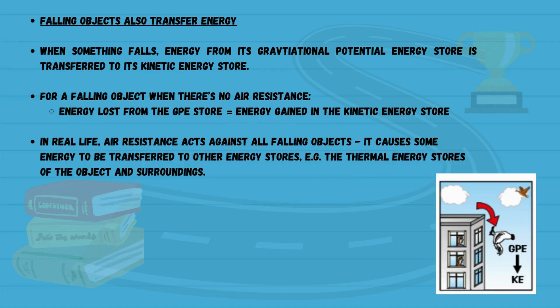Falling objects also transfer energy. When something falls, energy from its gravitational potential energy store is transferred to its kinetic energy store. For a falling object, when there's no air resistance, energy lost from the GPE store equals energy gained in the kinetic energy store. In real life, air resistance acts against all falling objects. It causes some energy to be transferred to other energy stores, for example, the thermal energy stores of the object and surroundings, if you can see the image there.